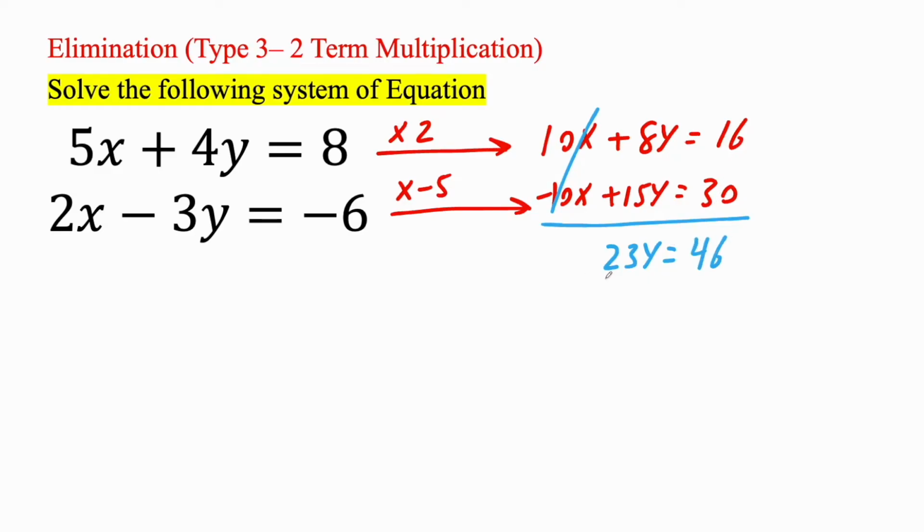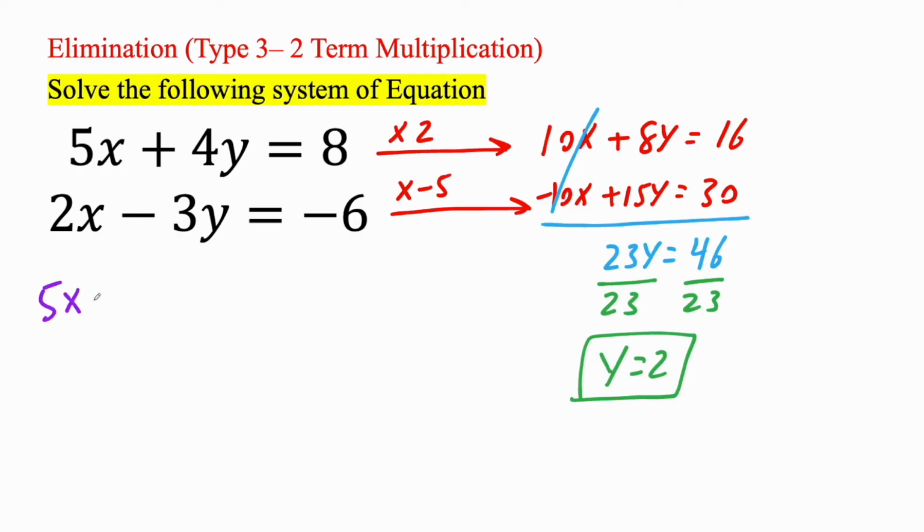Now this is saying 23 times y. We need to do the opposite of multiplication, so we need to divide. So divide by 23, divide by 23, and so y is equal to 2. And we can box in this answer. Now to get x, we can choose either the first equation or the second. I'm going to go ahead and choose the first.